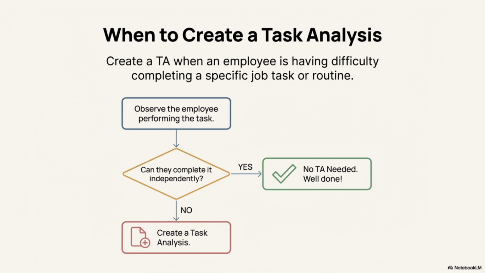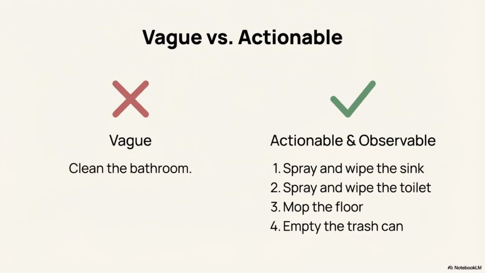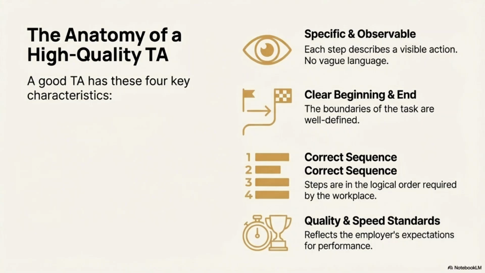What makes a good task analysis? A good TA has these characteristics. It's specific and observable. Don't write clean the bathroom. That's too vague. Write spray and wipe the sink, spray and wipe the toilet, mop the floor, empty the trash can. Each step describes something you can see the person doing. It has a clear beginning and ending. You need to know when the task starts and when it's finished. This helps the person understand the boundaries of the task.